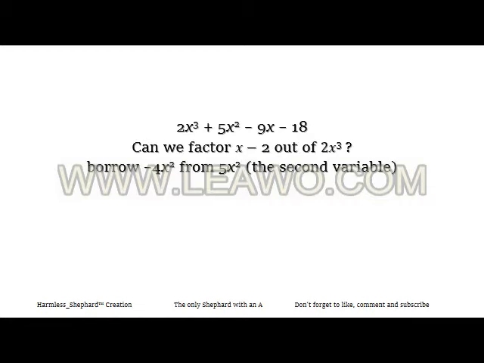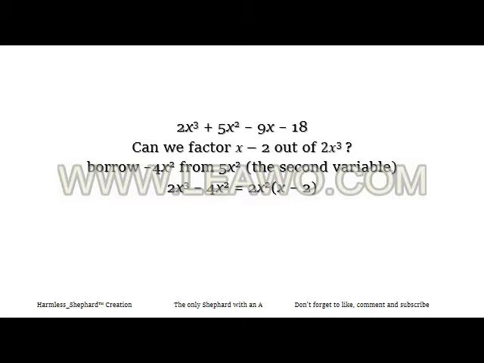So what we do is we borrow minus 4x squared from 5x squared. That's the second variable. We borrow from the second variable and add to the first variable to be able to factor out. So we add minus 4x squared to the first variable, which is 2x cubed, to be able to factor out x minus 2. So we see how we got it now. I'll be able to factor it out.